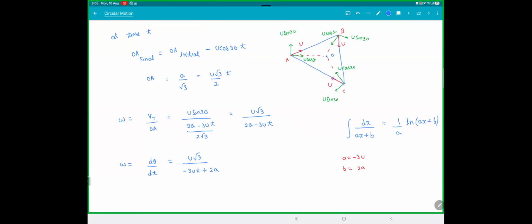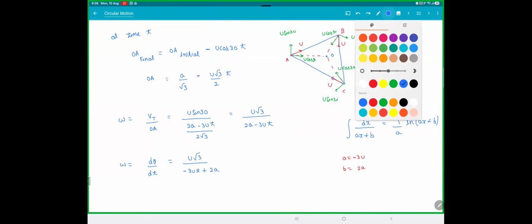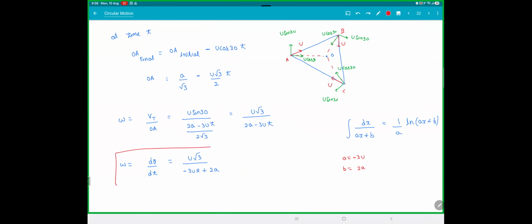Have a look at this step. The main thing was here. Once you got till here, your job's done. Then it is just one integration and you'll get theta from there. This was your omega as a function of time t.